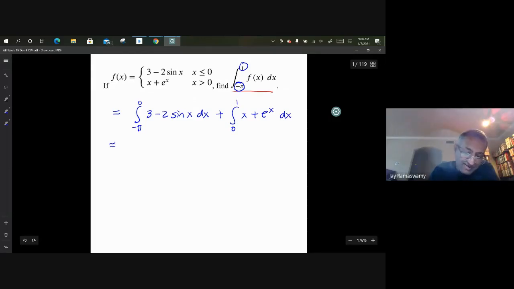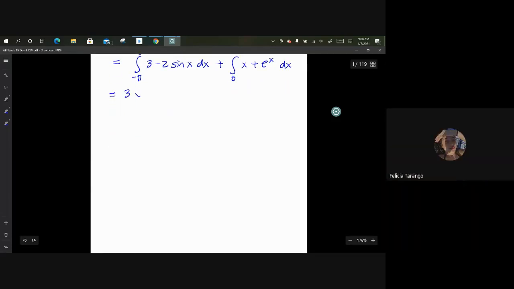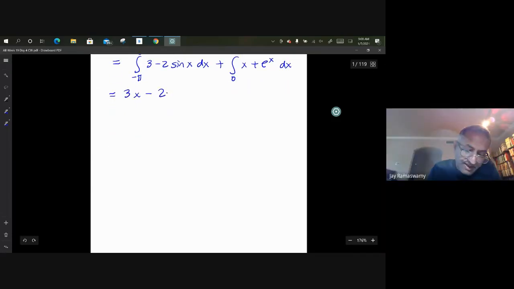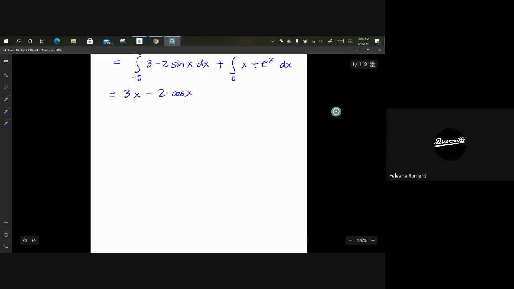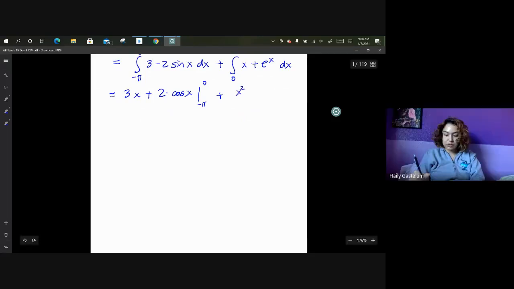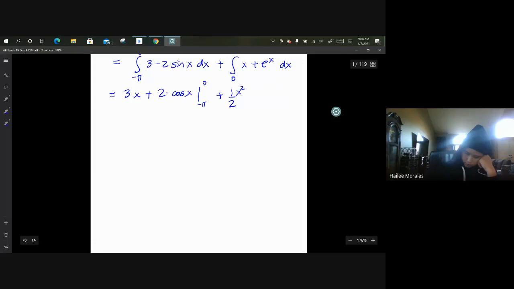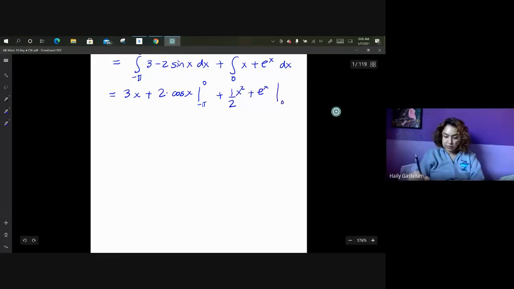We'll actually do the entire problem. Look down now. I'm walking you through it. Integral of 3 is 3x, minus 2 integral of sine x, negative cosine x. Can I make that plus? And then that's negative pi to 0, plus, look down, integral of x is x squared over 2, integral of e^x, yes, lower limit 0, upper limit 1.